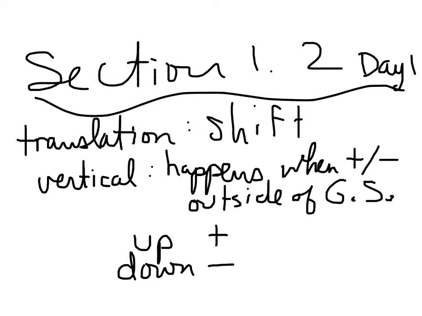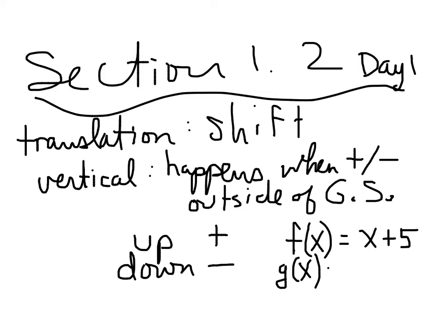Okay? Just to give you an example of one of those, if you had something like this, x plus 5, would that be up or down? Up. How far? By 5. What if you had something like this? Well, that would be down by 3 because it is on the outside of the grouping symbol.